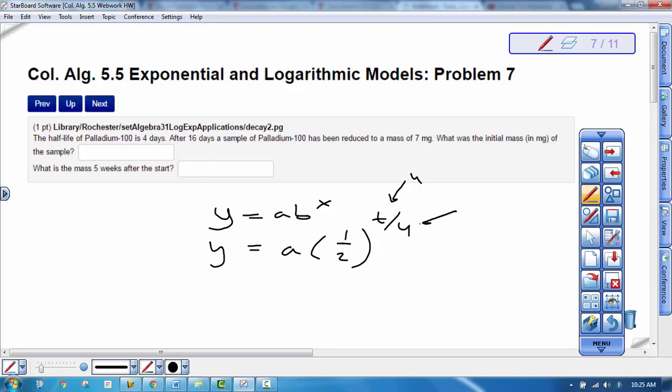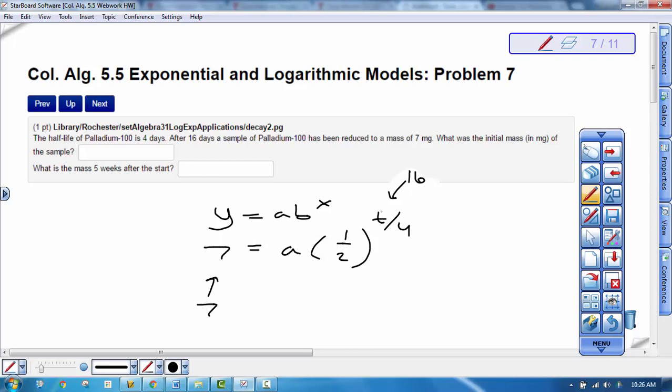So whenever they give you the half-life, you can always put it here in the denominator of this exponent spot, and put 1/2 as your growth rate. And that will satisfy the conditions that they've given us. And then they say, after 16 days, we're plugging in 16 here, and it's reduced to 7 milligrams, so we'll plug in 7 for Y, and we'll find the initial amount in milligrams that was there.